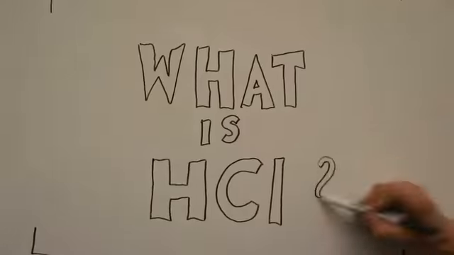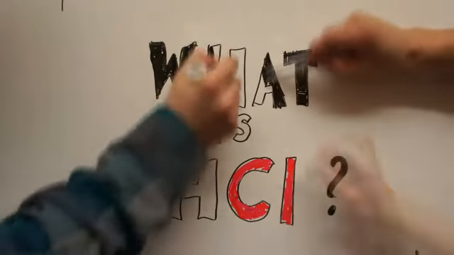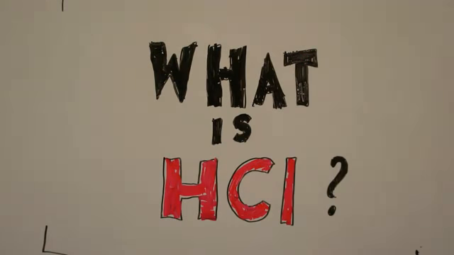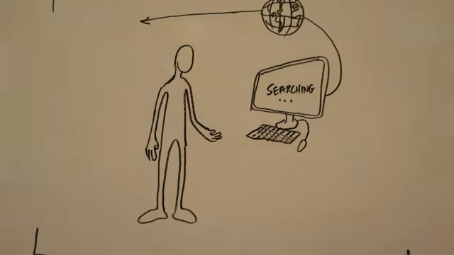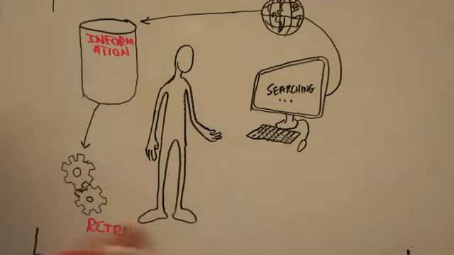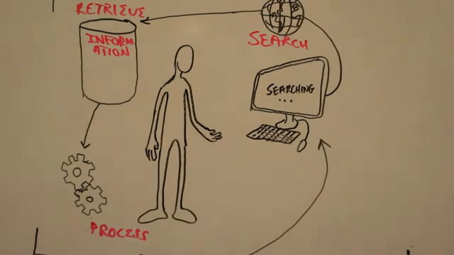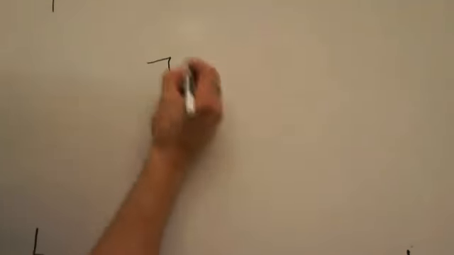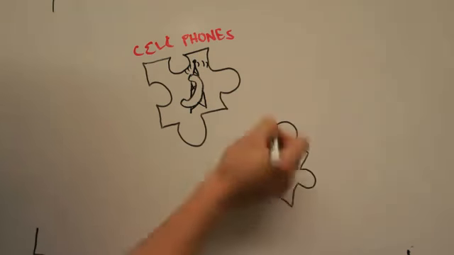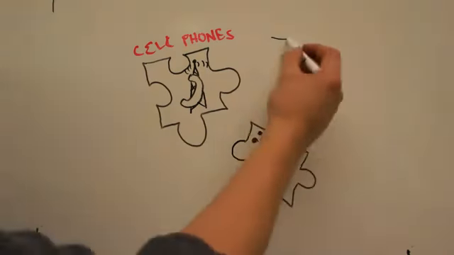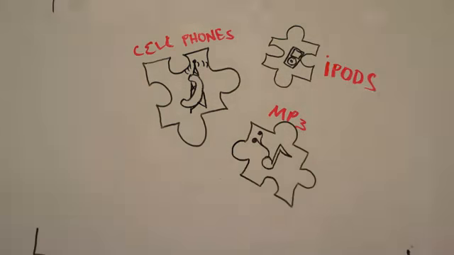What exactly is HCI? HCI stands for Human-Computer Interaction, which is the study of how people interact with technology interfaces. This includes computers and how people interact with a keyboard, mouse, and monitor to retrieve, process, and search for information. But this also includes almost all other pieces of today's technologies, such as cell phones and MP3 players, such as the iPod.